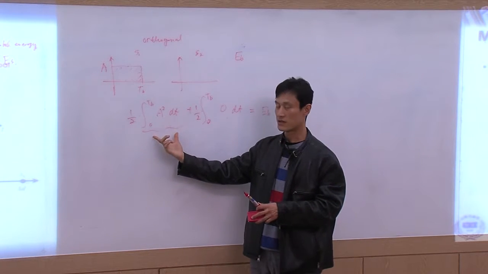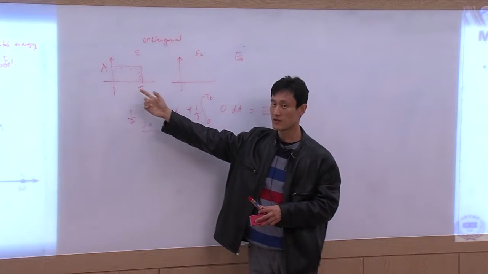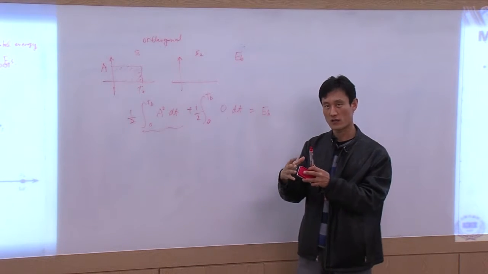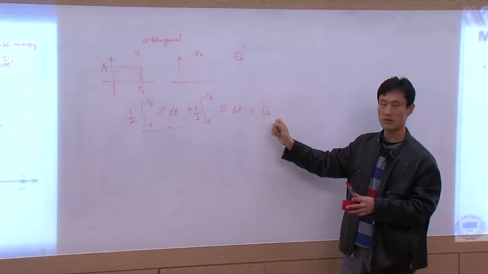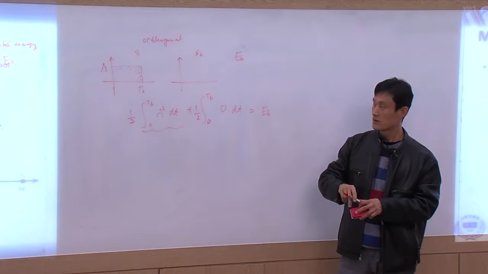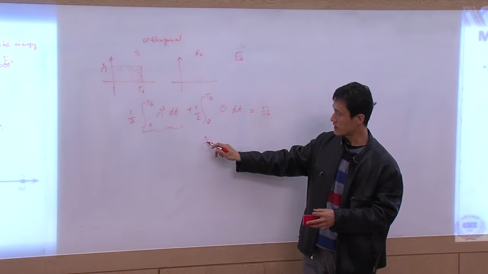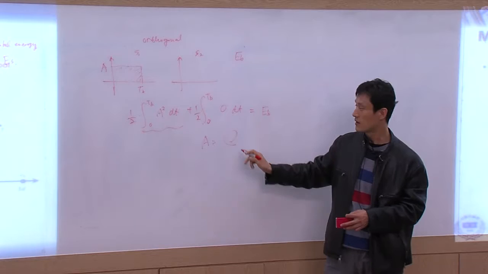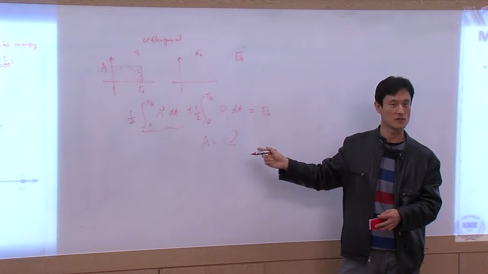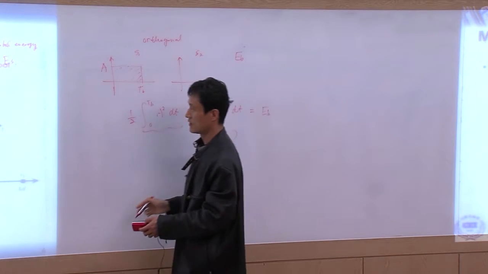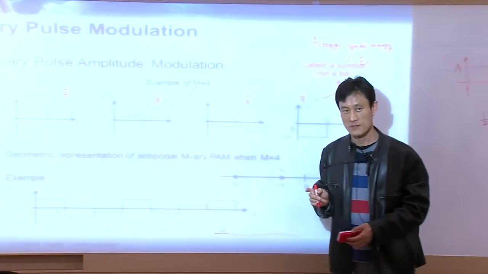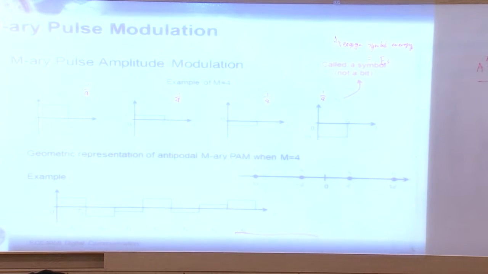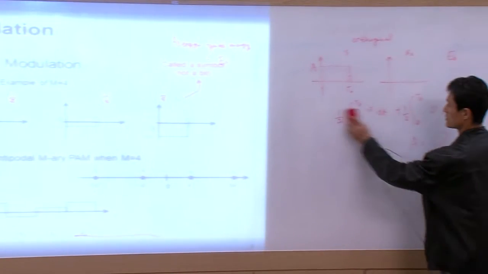This is the energy for this bit, and this is the energy for this bit. When you add these two together, the total energy should be EB. So when you calculate this, you're going to get A. A is going to be some number, like root square 2 EB, something like this. So this is how to calculate it. What about this one? How do you calculate A? You can do it the same way.